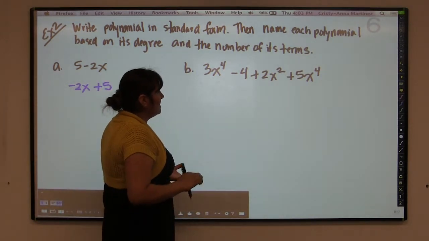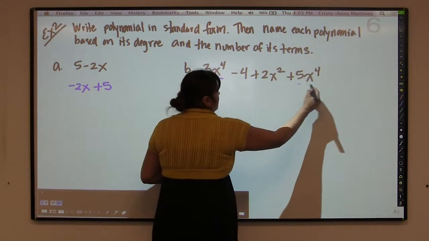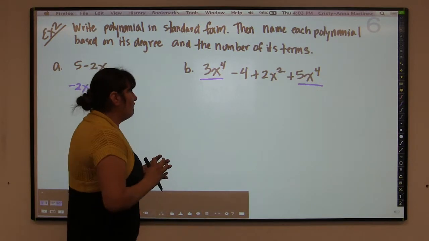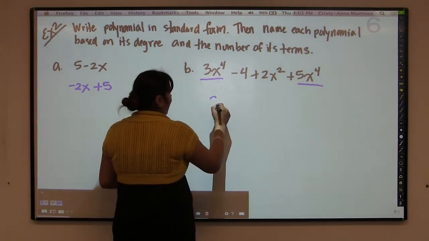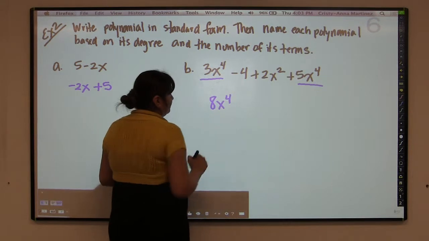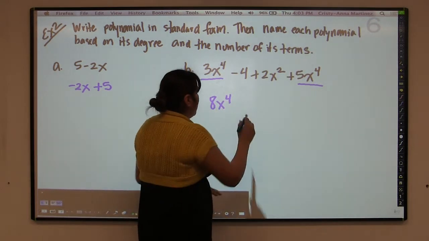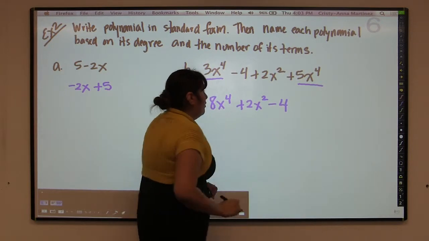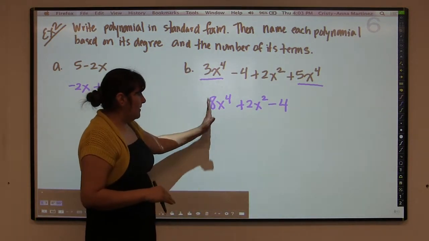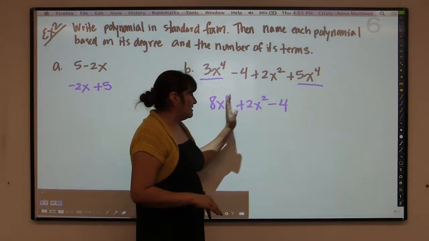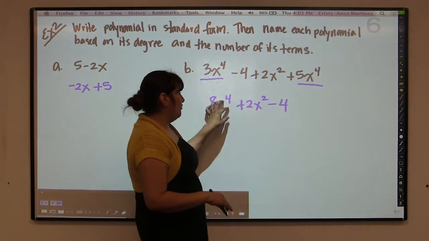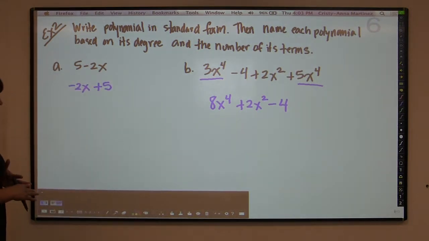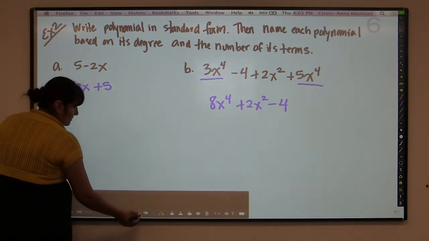And in this case, because we have like terms, 2 terms that have x to the 4th in them, we want to combine those terms together first. So 5 and 3 is going to give you 8x to the 4th. And then we're going to put the 2x squared next. And then lastly, the minus 4. Remember, that has to be in standard form. So the biggest exponent has to go first, and they have to get smaller as you go from left to right. So 4, then 2, then none. Okay? So now they're both in standard form, but now we need to give them names.